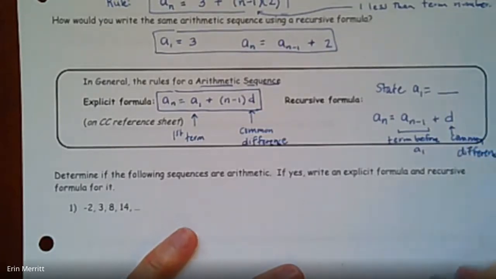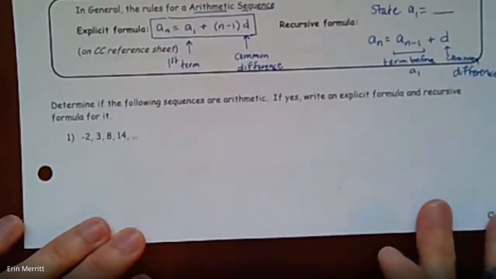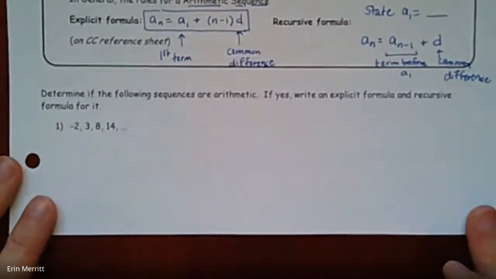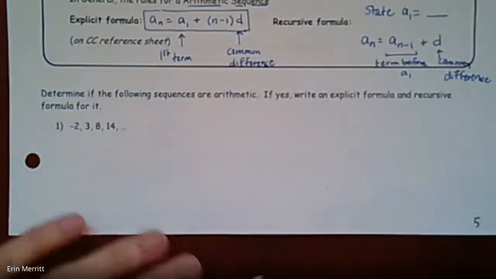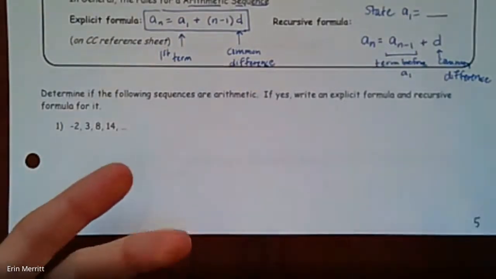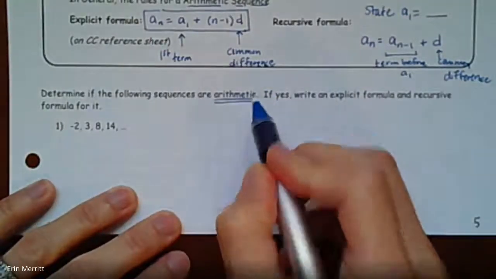Okay, so let's actually take this and put this to good use now. So when I slide down, it says determine if the following sequences are arithmetic. Oops, sorry, I'm a little crooked on the page here. If yes, write an explicit and recursive formula. So first you have to figure out, are they even arithmetic? So do they fit that adding or subtracting pattern?